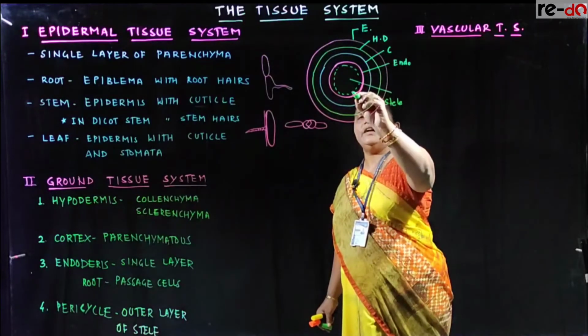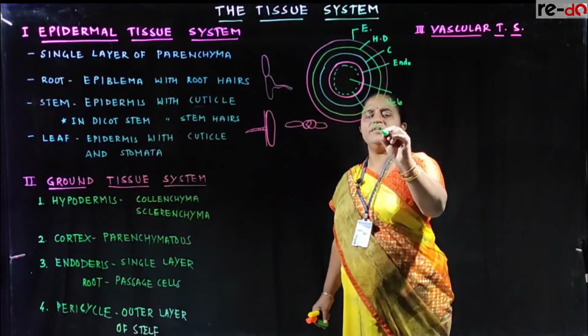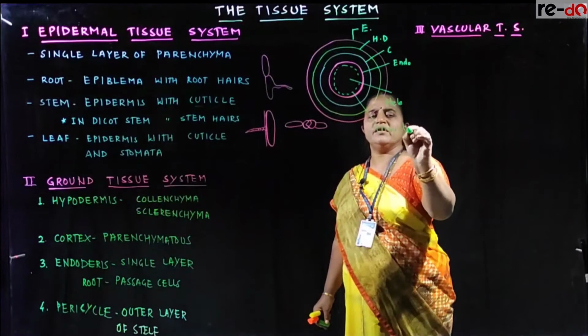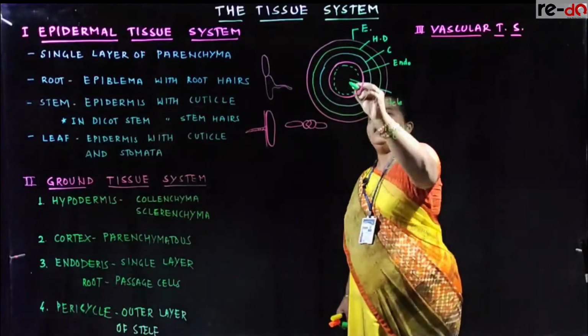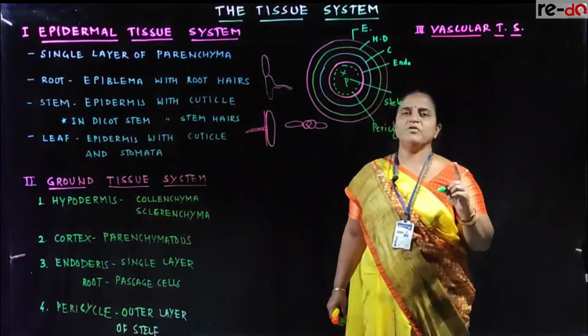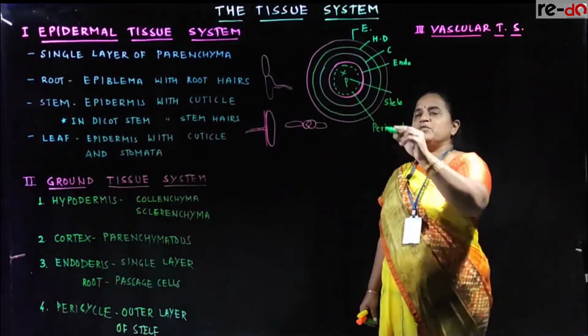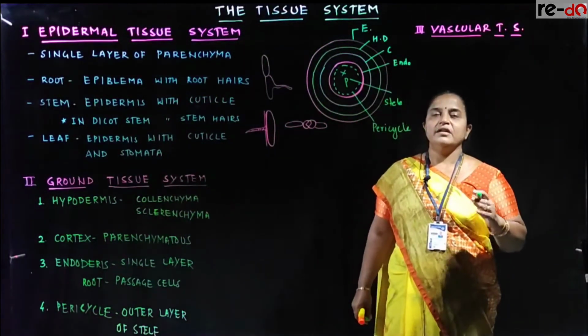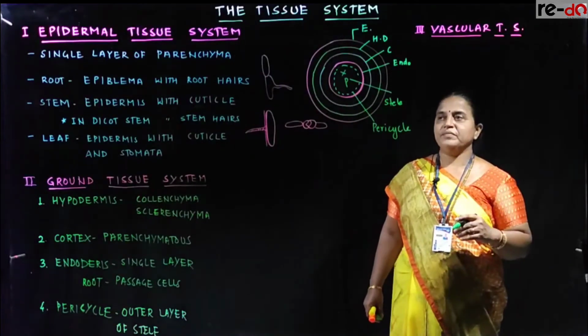It is usually dead, even though it is made up of parenchyma, called as pericycle. Inside we can see the arrangement of xylem and phloem, X for xylem, P for phloem. Now this arrangement is typical in the root and in the stem.